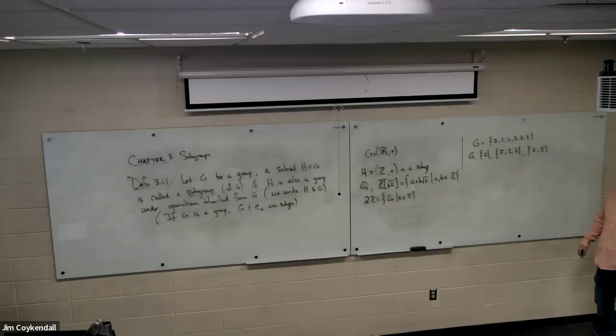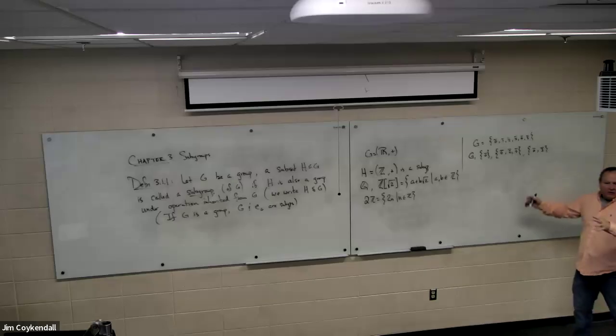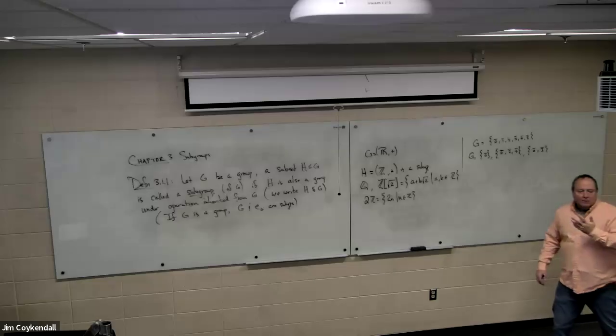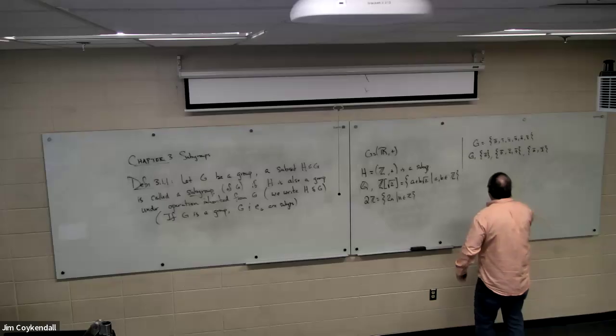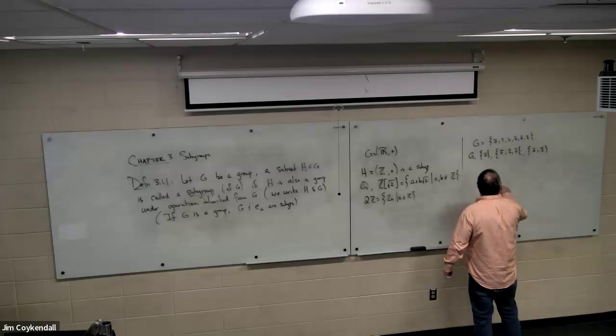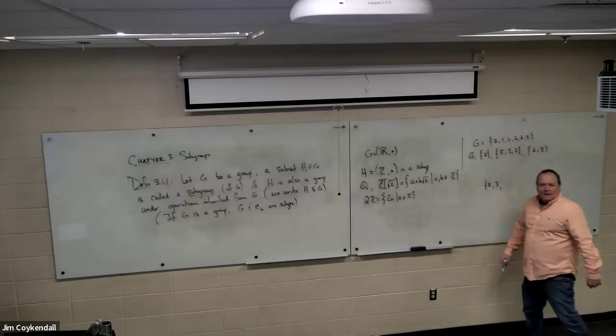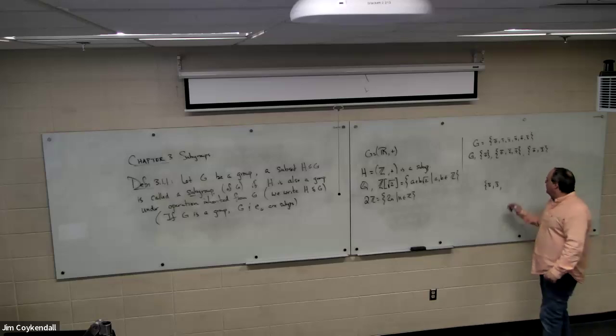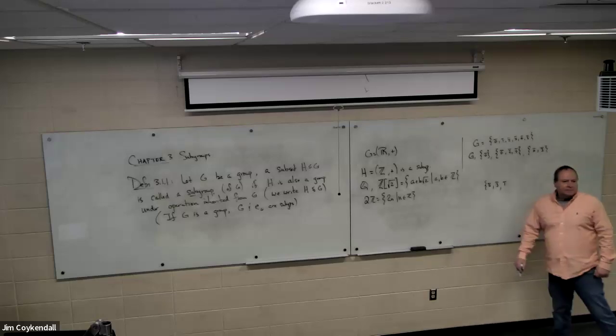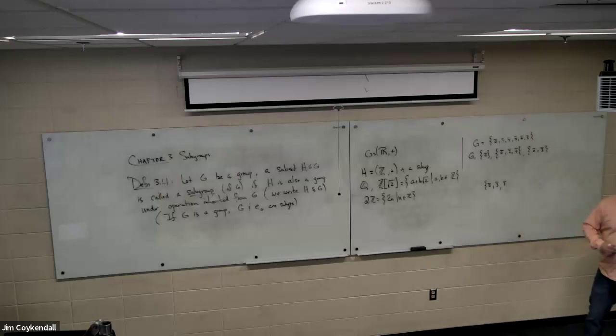Okay. But perhaps what's bothering you is how do you know there's not more? This bothers me too, right? You said, why is it only 0 and 3? Well, what happens if you throw in something else? Let's throw in something else. What if I throw in 1? What happens then?